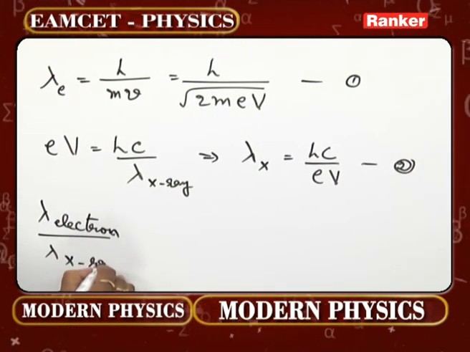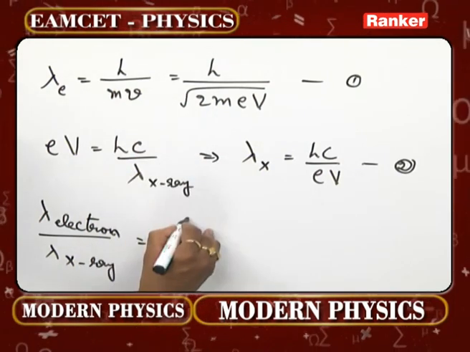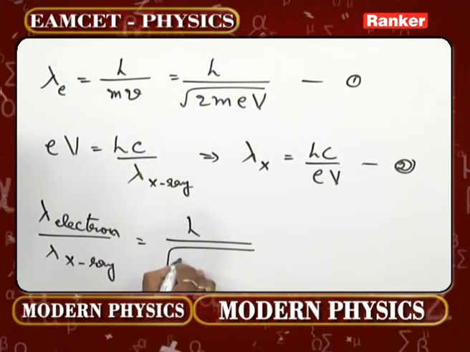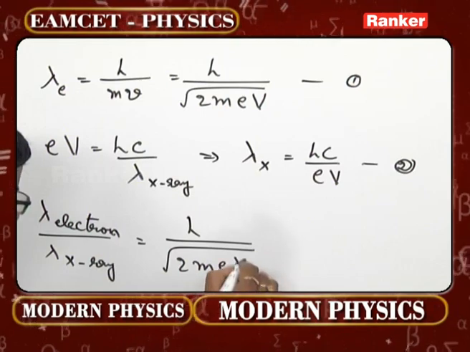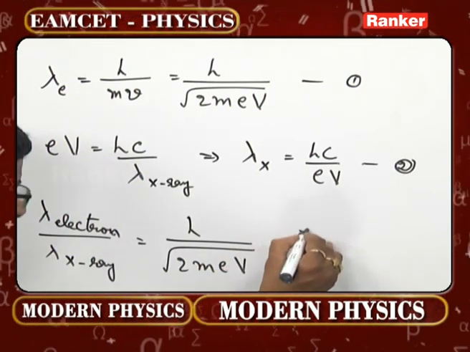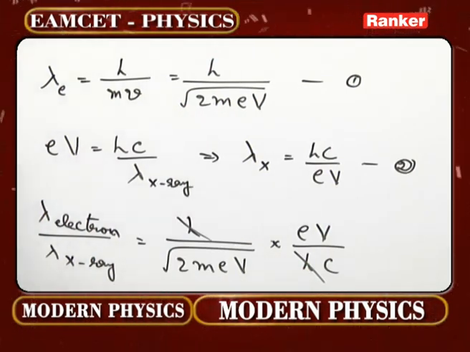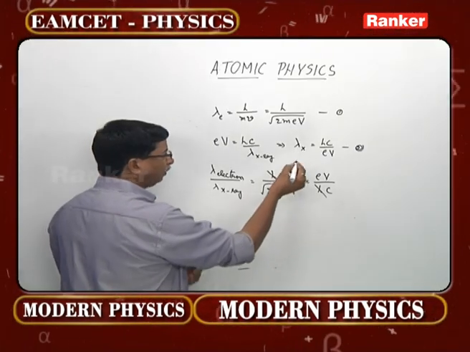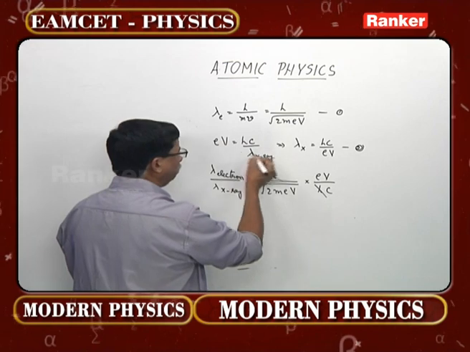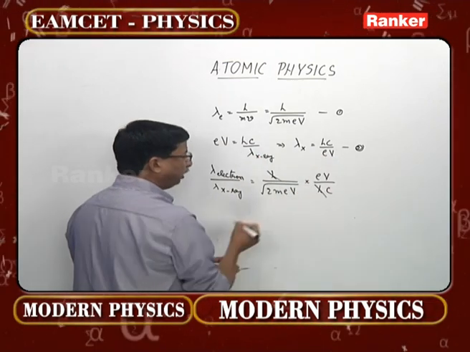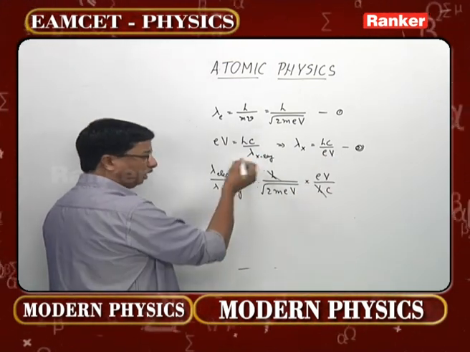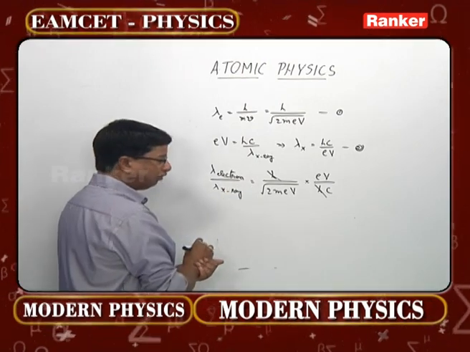That is actually the thing he is asking. So write h by root of 2m into EV, divided by, that means EV by hc. H gets cancelled. You can directly understand lambda is equal to hc by EV. That is actually the formula we have. hc by lambda, we have directly taken up, right?